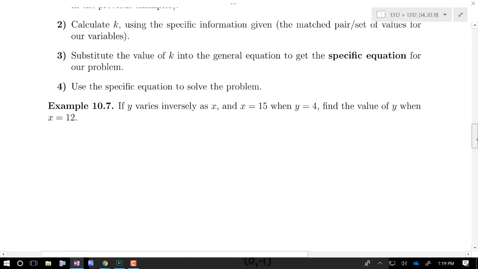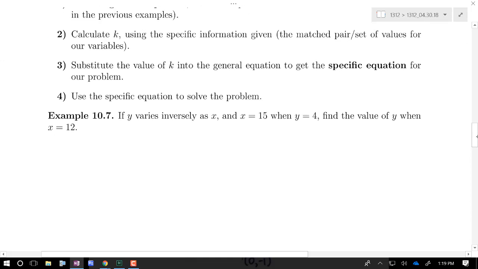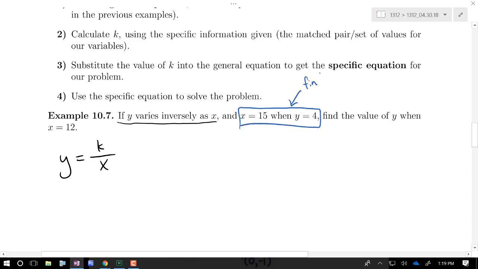So in this example, y varies inversely as x. I'm going to stop right there. Y varies inversely as x allows us to say that y is equal to k over x. And then they give us this matched pair of values. This matched pair is what allows us to find k.